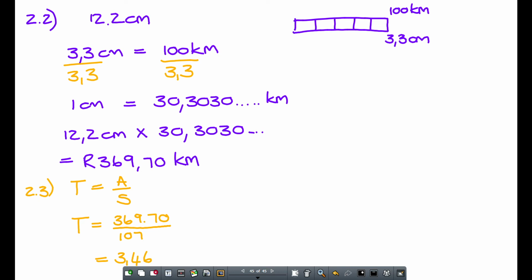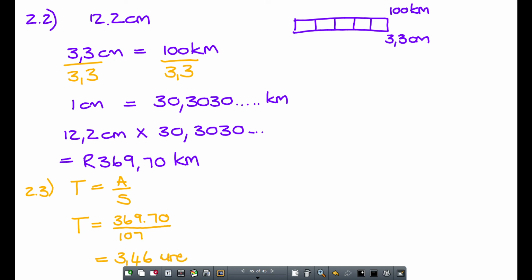Ek moet net double check, is dit reg? Of het hulle klaar daai uur so stop? O nee, hulle sê dit maar nie tyd. Okay. 369,70. Ja, 3,4551. But then we round it off 3,46. Okay, so dit is dan die hoeveelheid ure wat hy gaan ry.